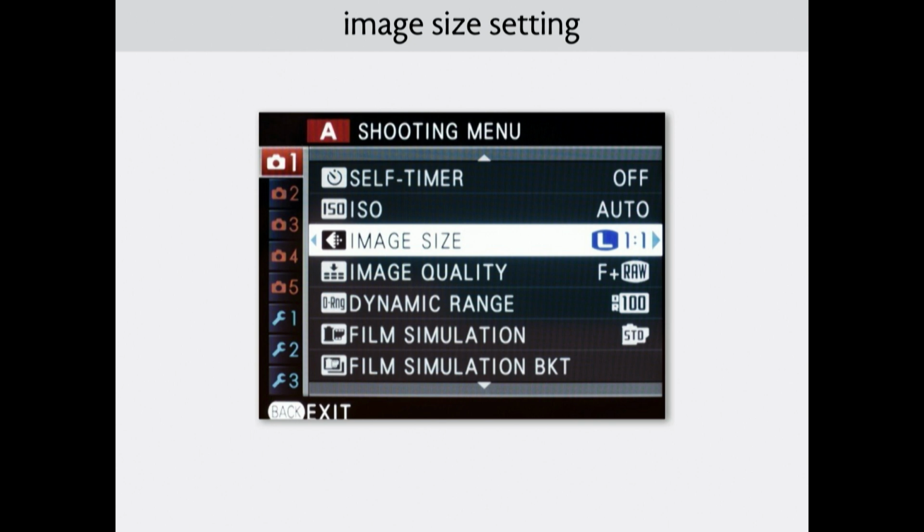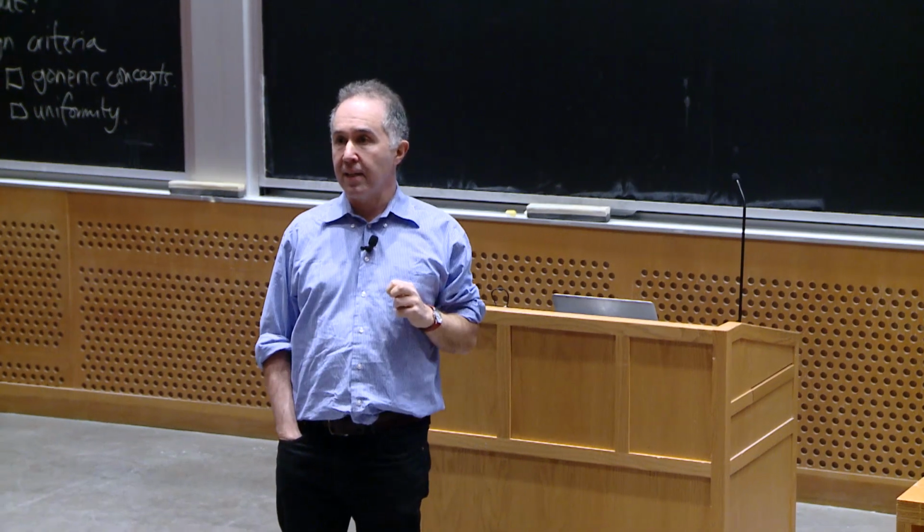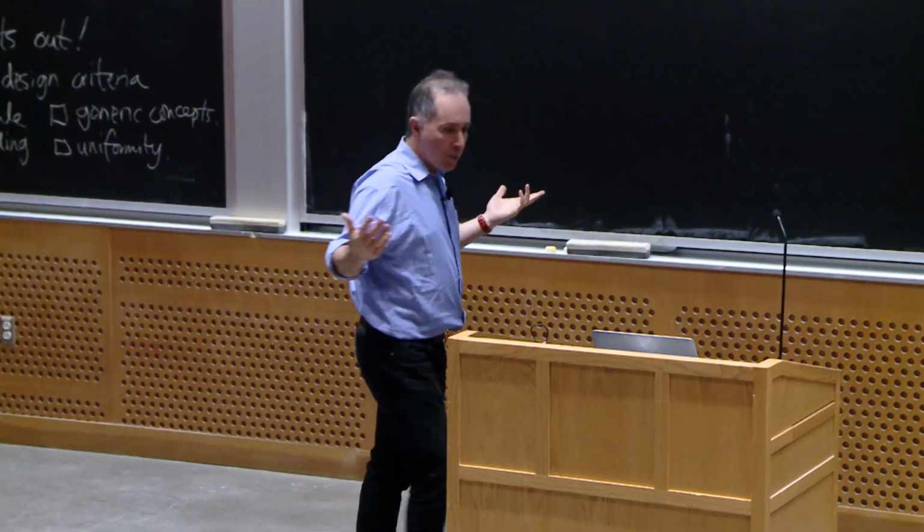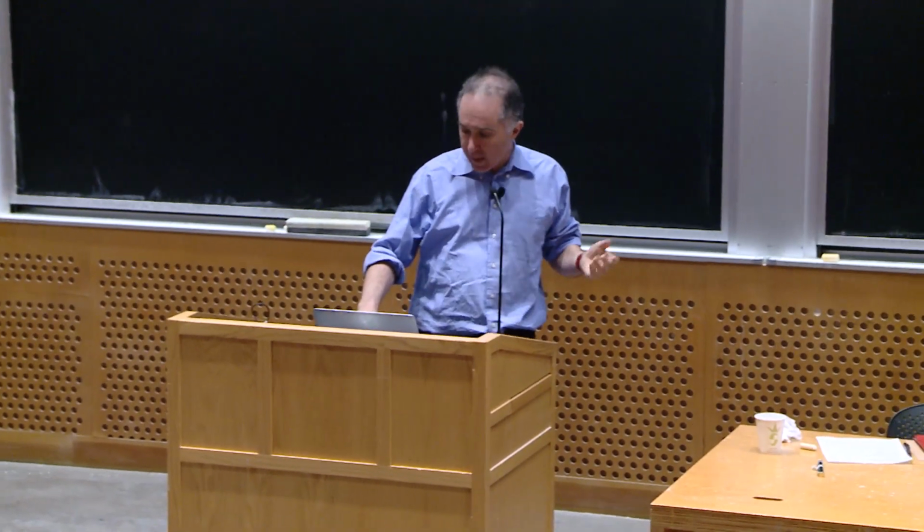And now you can see the combination of features that I have set. I'm in 1:1, and I'm in fine plus RAW. Okay? So that should all make sense. Now, here's the question. The question is, what happens if I go back to the image quality setting and I change it to RAW? What's going to happen? Well, if you don't know this camera, you won't be able to guess. But I'll tell you what happens.